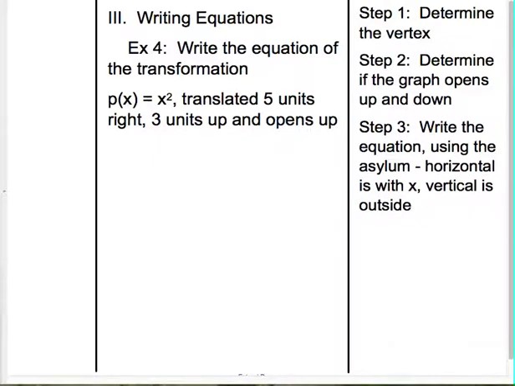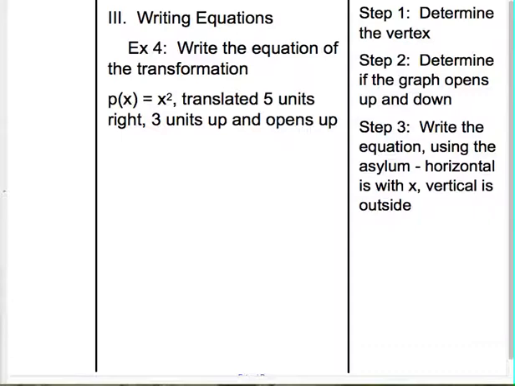Last example, we're going to take a look at, given the transformation in words, write the equation. So we've got our parent function, p of x equals x squared. We're translating it 5 units right, 3 units up, and it's opening up. Step 1, determine the vertex.